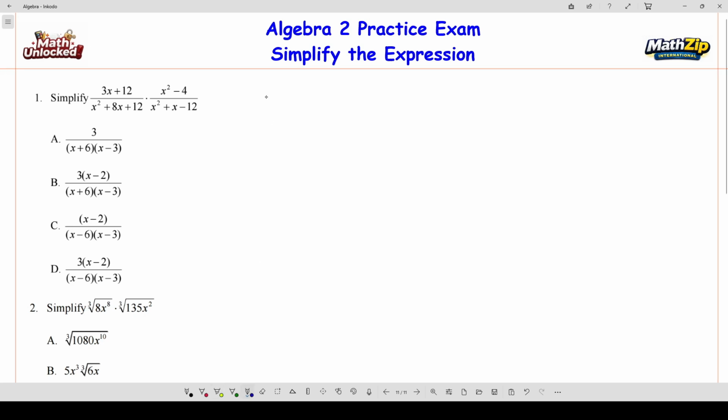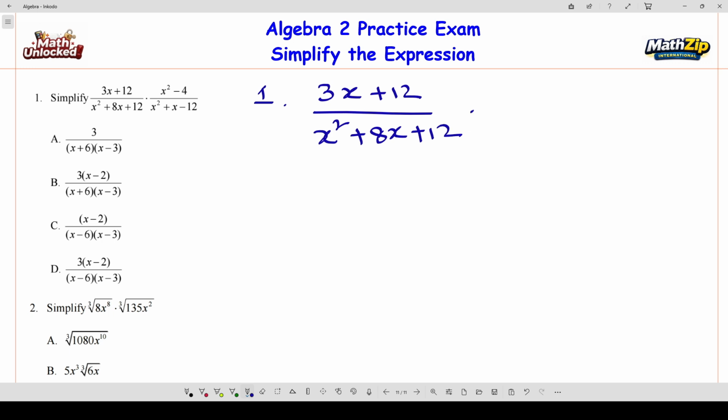Question 1. Simplify 3x plus 12 divided by x square plus 8x plus 12, times x square minus 4, divided by x square plus x minus 12.